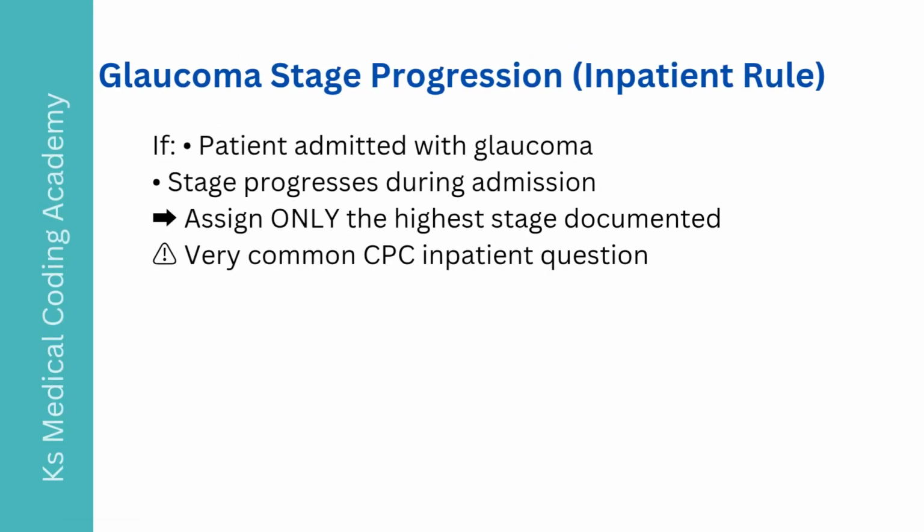Glaucoma stage progression, inpatient rule. If a patient is admitted with glaucoma and the stage progresses during the admission, you must assign only one code, representing the highest stage documented during the stay. Always code the worst stage.